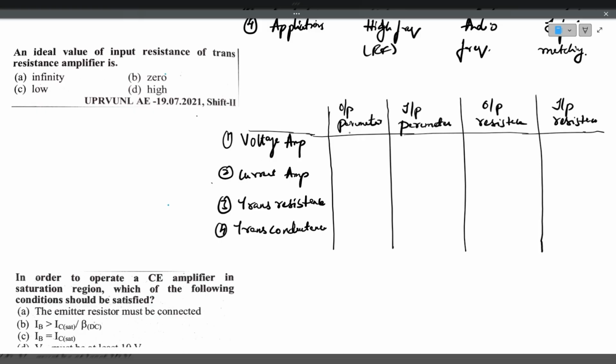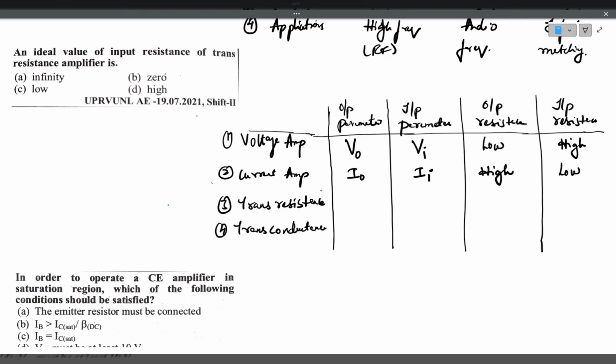For voltage amplifier, the output parameter is output voltage. Input parameter is also a voltage, input voltage. Output resistance for the voltage amplifier is very, very low. Ideally, it will be 0. Whereas the input resistance is very high. Ideally, it is infinite. Similarly, for the current amplifier, the output parameter is output current. Input parameter is also input current. That's why it is current amplifier. The output resistance of current amplifier is very high, ideally infinite, and input resistance of current amplifier is low.